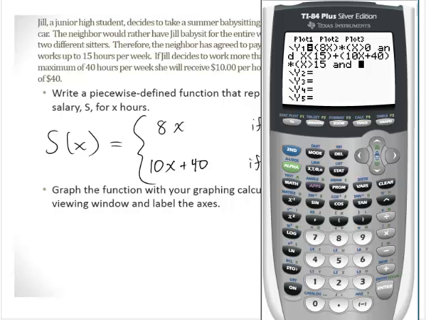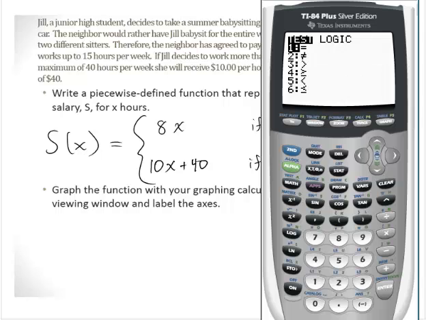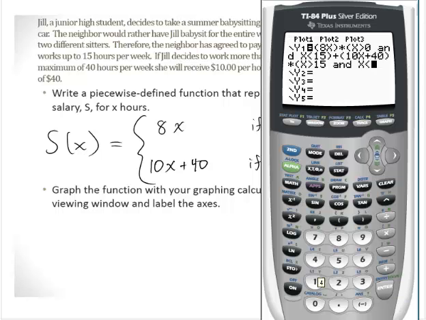and x is less than 40. So now what happens here?